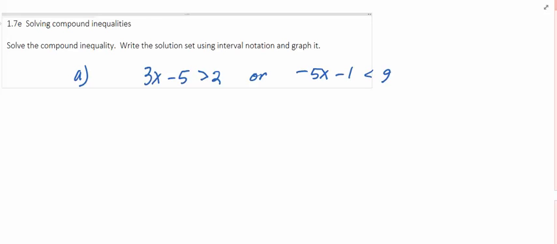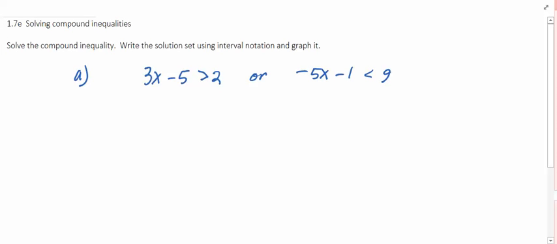All right, let's take a look at solving compound inequalities. Solve the compound inequality, write the solution set using interval notation, and graph it. Now, compound inequalities just mean that we're going to have some kind of connector word like this, or.